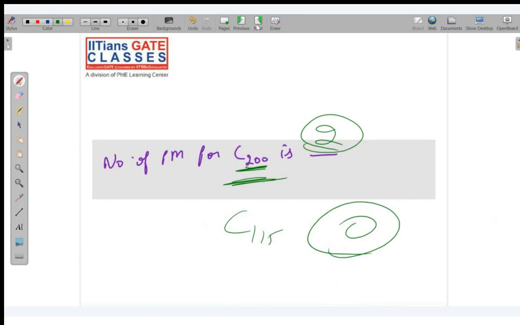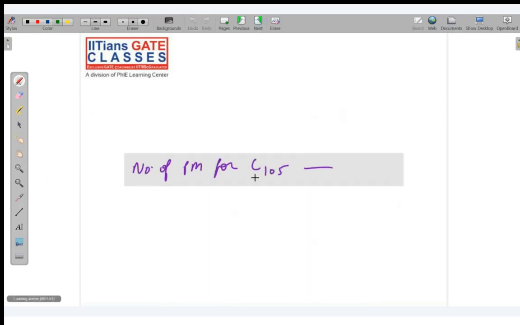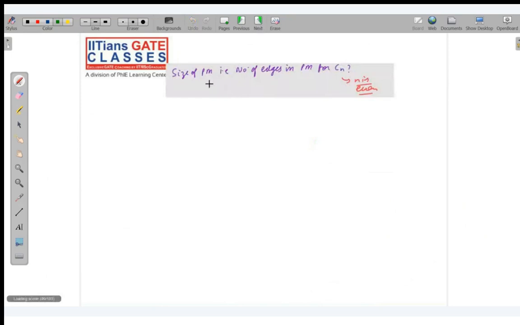Can I jump to the next slide? Okay, I have written here 1050. Size of perfect matching, that is the number of edges in a perfect matching for Cn if n is even. So what will be the size of a perfect matching? It will be n by 2. Okay, half the edges you have to take.